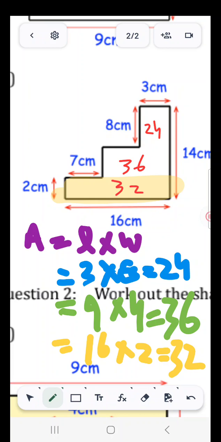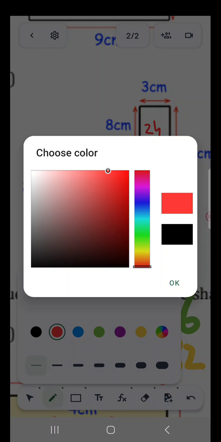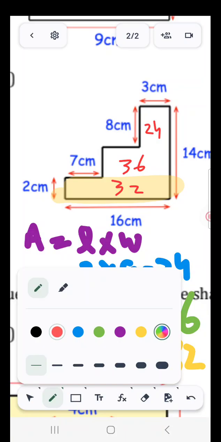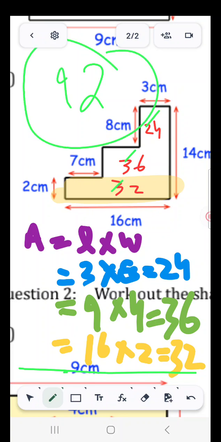Let's add them up. Let me choose another color. Like I can pick, there are other options as well. Okay, why not pick this one? 4 add 6 is 10, add 2 is 12. So I'm going to write 2 here, and 2 add 3 is 5, 6 add 5, 6, 7, 8, add 1, 9. So 92 centimeters square should be the answer.